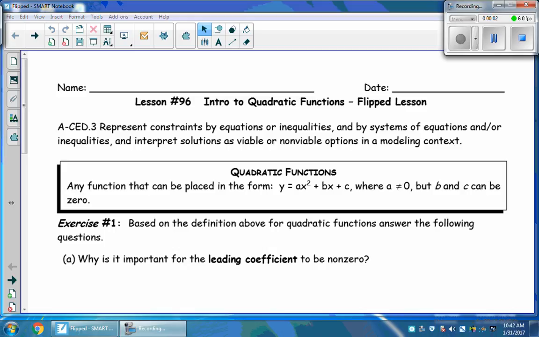Welcome to lesson 96, our introduction to quadratic equations. At this point in our algebra course, we've studied all different types of functions, linear functions, exponential functions. We're going to get into what are called quadratic functions.